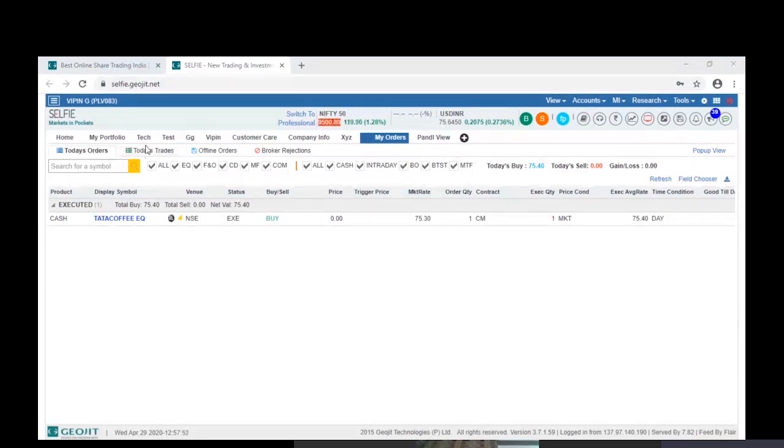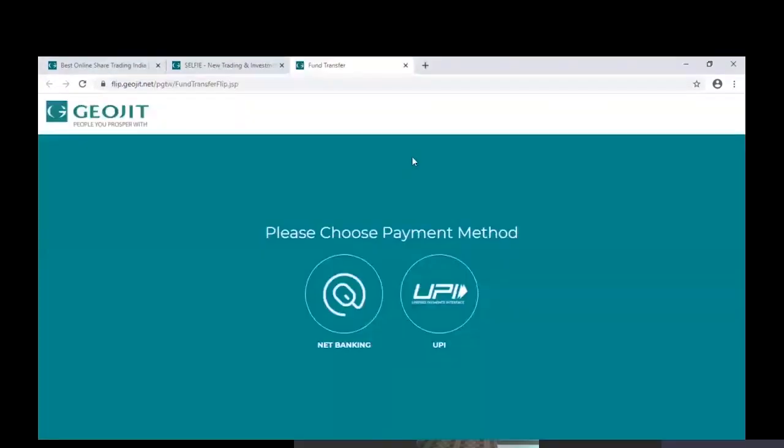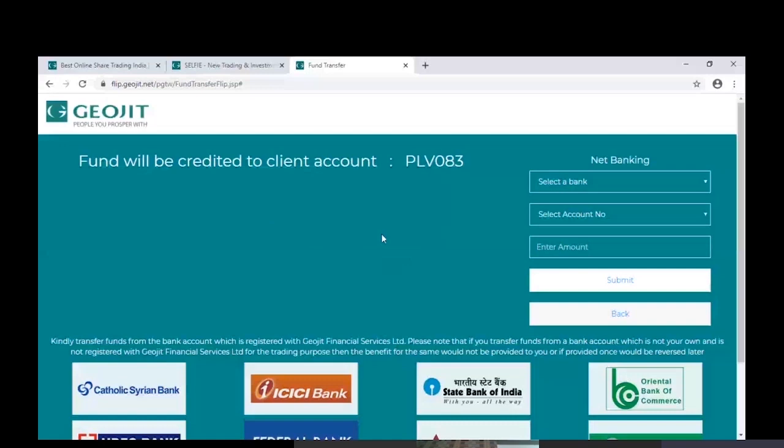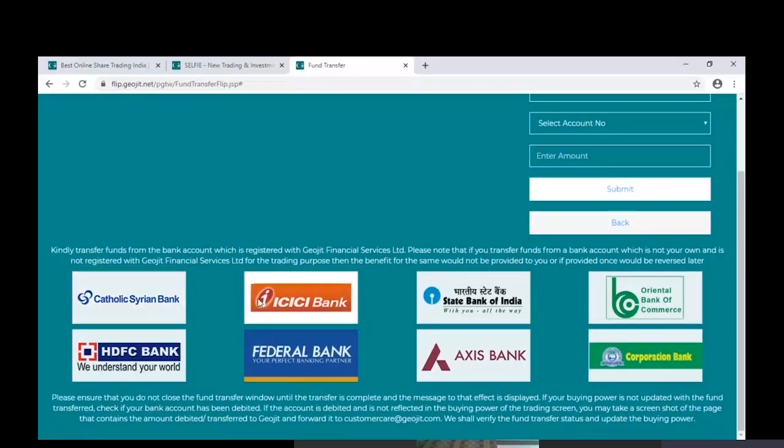You can see a rupee symbol out here. The rupee symbol will take you to the payment gateway page of Geojit. We have two kinds of fund transfer arrangements: one is net banking and one is UPI. If you go to net banking, we have some selected banks, like Catholic Syrian Bank, ICICI Bank, State Bank of India, Axis Bank, Federal Bank, HDFC Bank, Oriental Bank of Commerce, etc. These are the banks with which we have direct payment gateways.